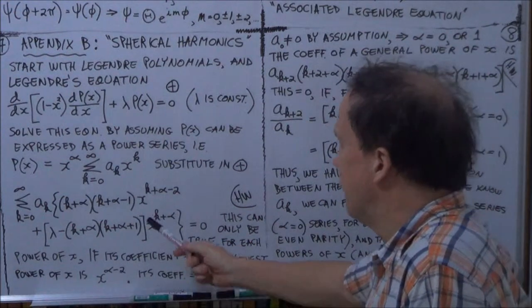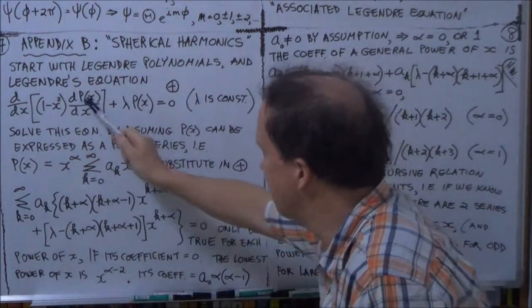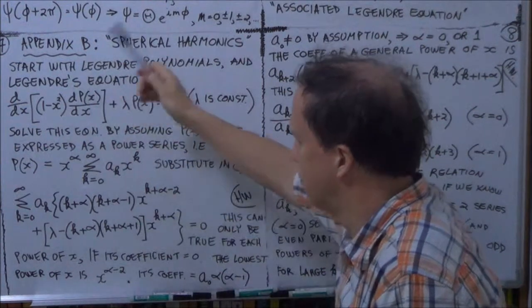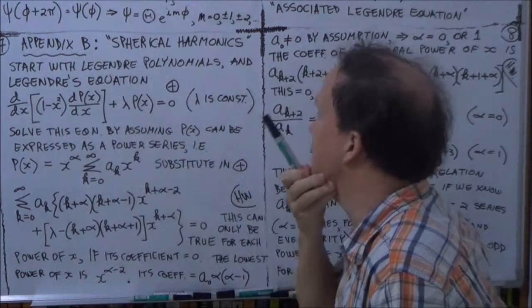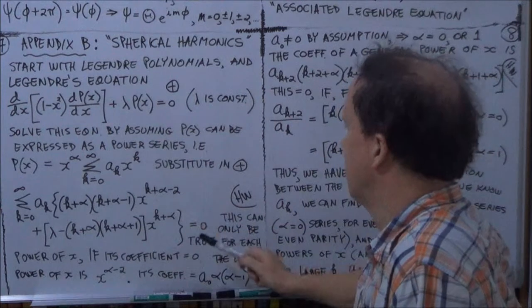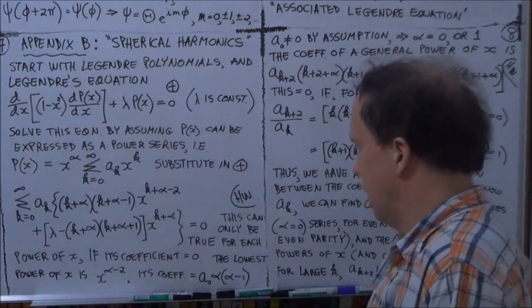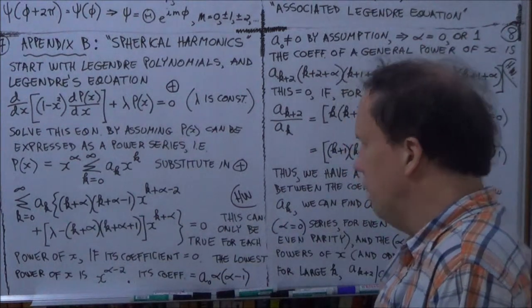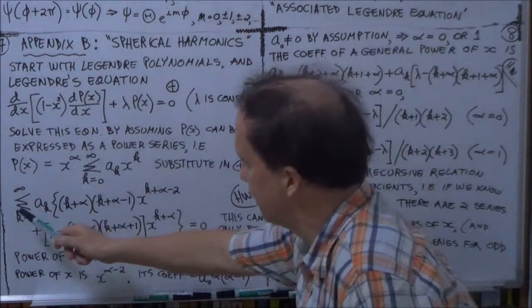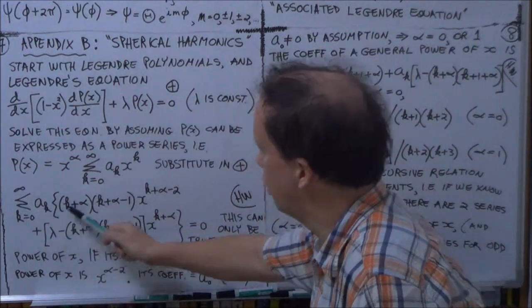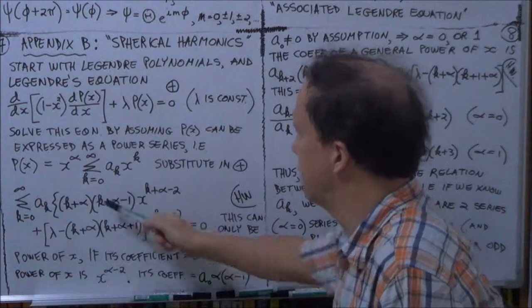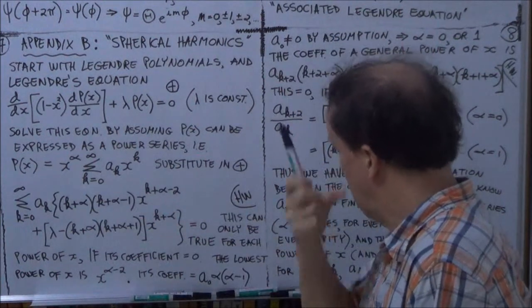So plug this into here and here. Do all the differentiation, and you'll get this. Okay, so I ask you to do this. Now, what have you got here? You've got a sum of weighted terms. These terms here are of powers of x.